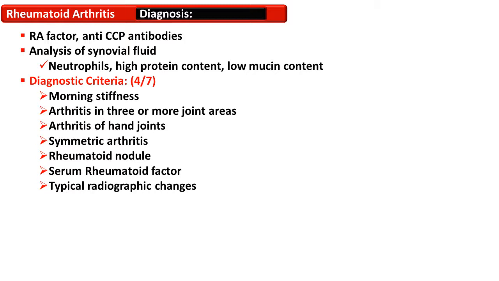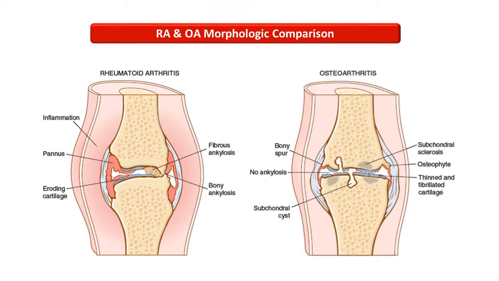There is a diagnostic criteria for rheumatoid arthritis, and 4 out of 7 of these criteria should be present to label a patient with rheumatoid arthritis, and these criteria are morning stiffness, arthritis in 3 or more joint areas, arthritis of hand joints, symmetrical arthritis, rheumatoid nodule presence, serum rheumatoid factor, and typical radiographic changes, which we have discussed.